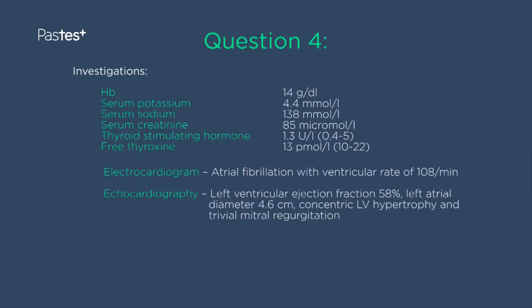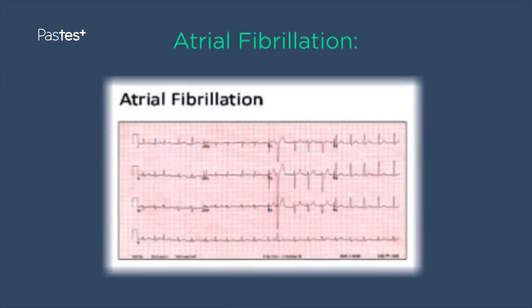She underwent an electrocardiogram, which demonstrated atrial fibrillation with a ventricular rate of 108 beats per minute. An echocardiogram was performed, which demonstrated a left ventricular ejection fraction of 58% and a left atrial diameter of 4.6 centimeters, concentric left ventricular hypertrophy, and trivial mitral regurgitation.